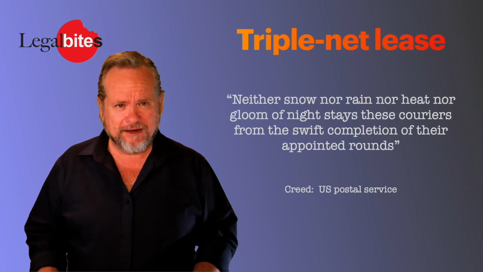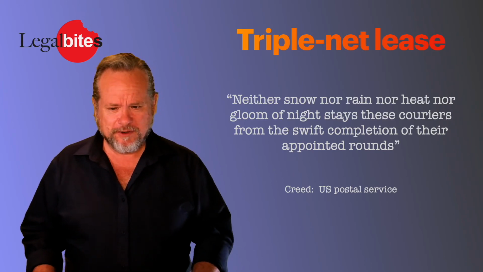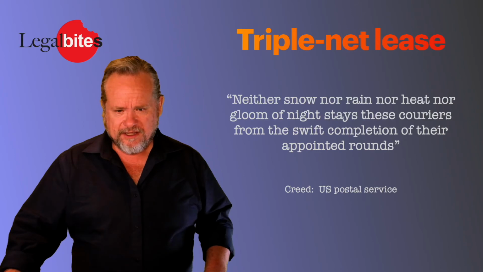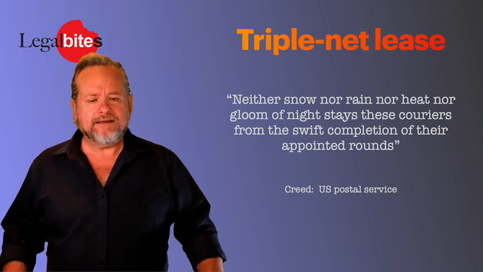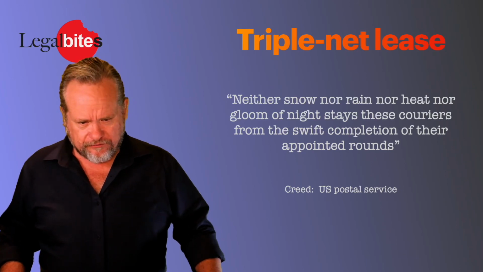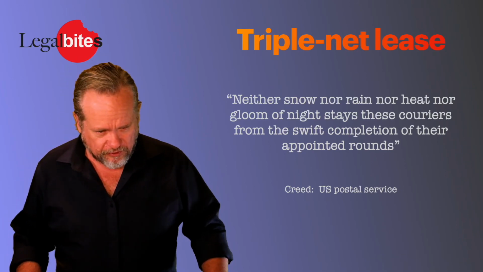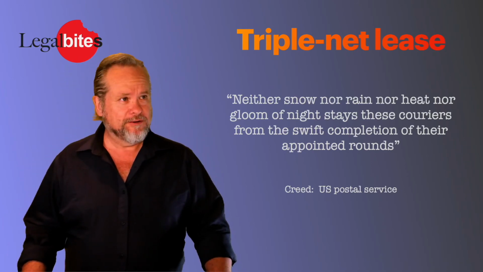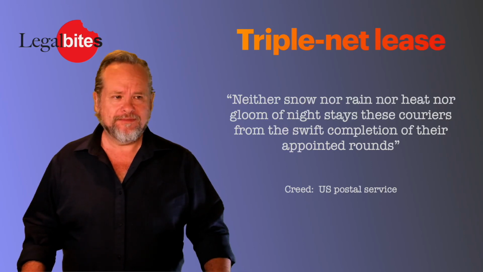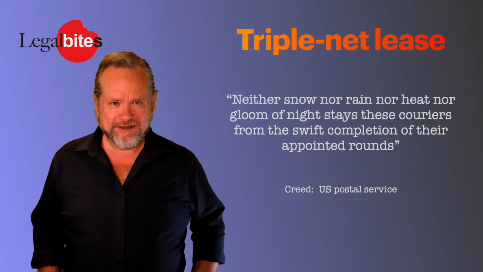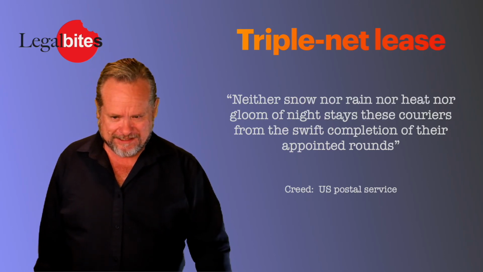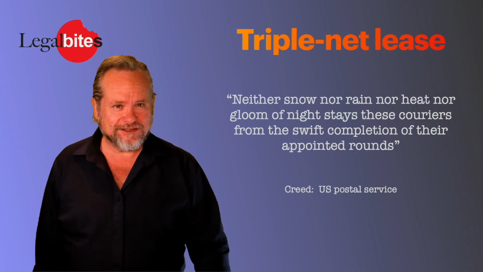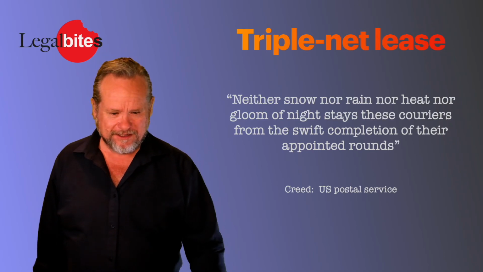So, a triple net lease is a bit like the US Postal Service, where it says, neither snow nor rain nor heat nor gloom of night stays these couriers from the swift completion of their appointed rounds. To which we all say, hoo-ha! Because they'd never actually met Louis DeJoy and Donald Trump. But nevertheless, it's a bit like that. Nothing stops the rent under a triple net lease.